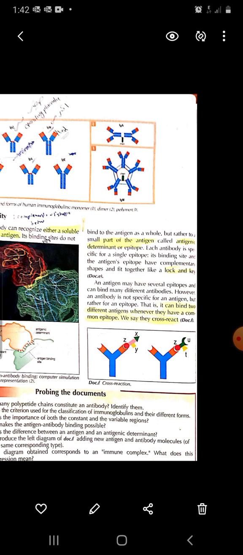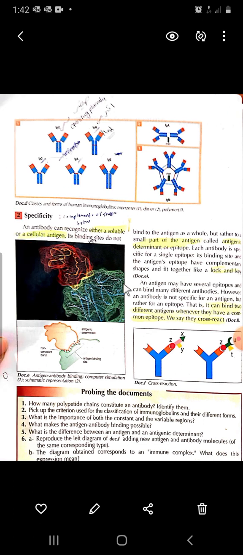Okay? What do you mean by immune complex? A molecular aggregate formed by binding of several antigens to their specific antibodies. This is called an immune complex, as you see here. So this is a cross reaction. This is the cross reaction because the antibody binds different antigens.